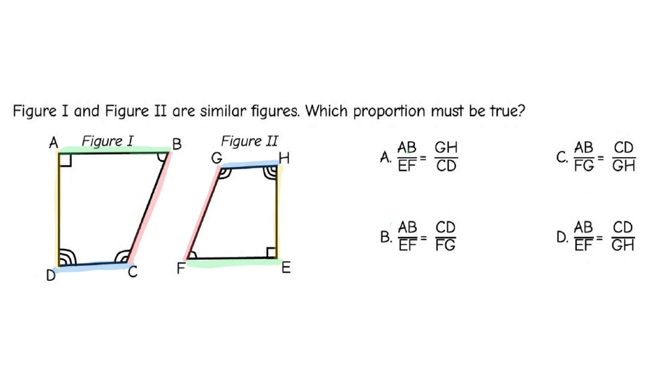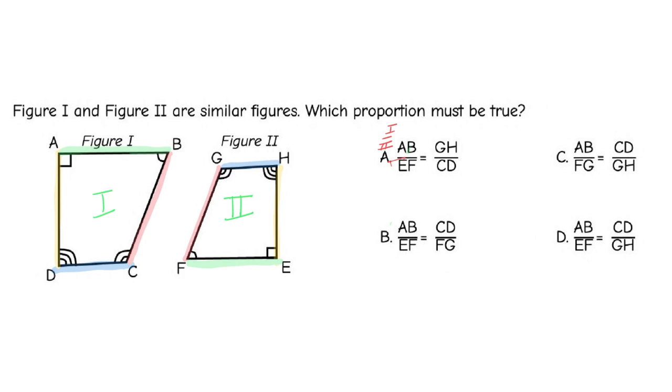Okay, so in looking at this example, figure 1 and figure 2 are similar. Which proportion must be true? So I highlighted the corresponding sides. Remember, this is figure 1 and this is figure 2 here. So that also plays an important part when we look at our options. So let's see here. We have AB right here over EF, yes. So this proportion right here is 1 over 2.